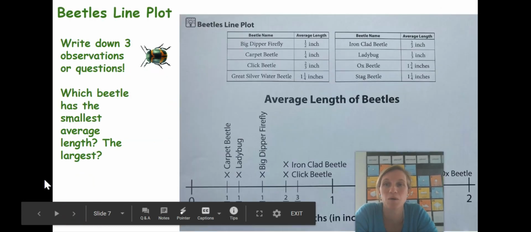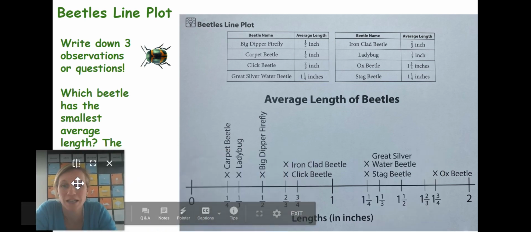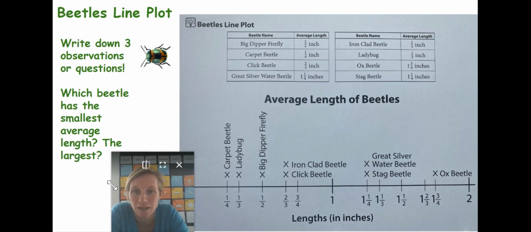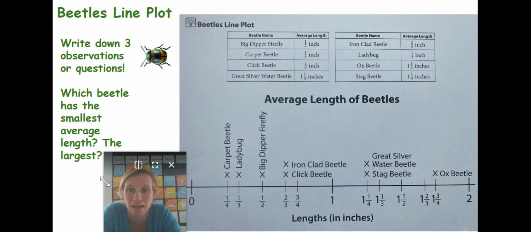Okay, take out those number corner journals. Now we're ready to get started. This is a beetle's line plot, and you'll notice there's the table up here, and then the title of our graph says average length of beetles. Let's write down 3 observations or questions in our math notebooks.